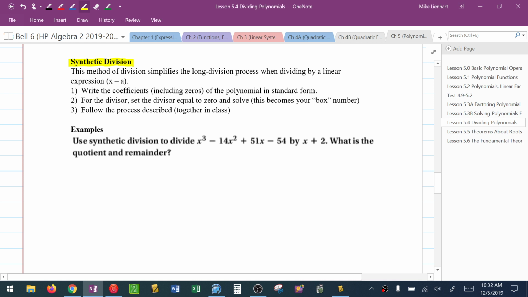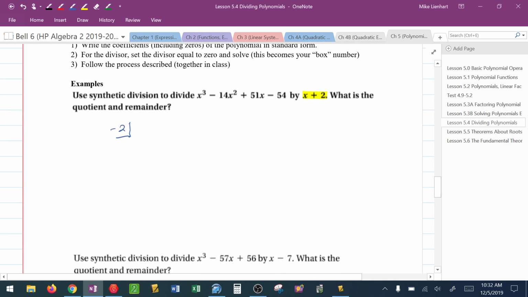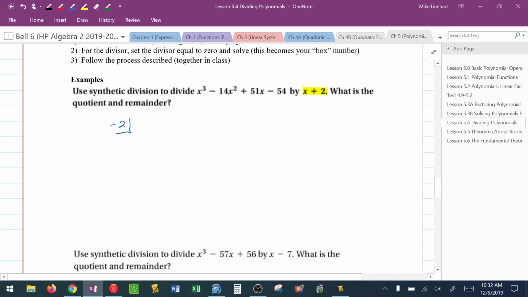All right, so the first thing that we have to do is recognize that we are doing division and what we are dividing by. If I notice right here, they're asking us to divide a particular polynomial by x plus 2. Now, for this x plus 2, we should understand the concept of a 0. What is the 0 for what we're dividing by? The 0 here would be negative 2. I'm going to call that my box number.